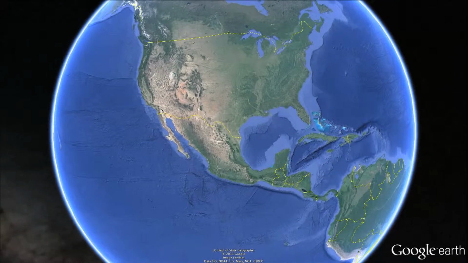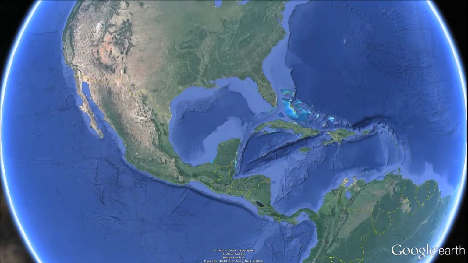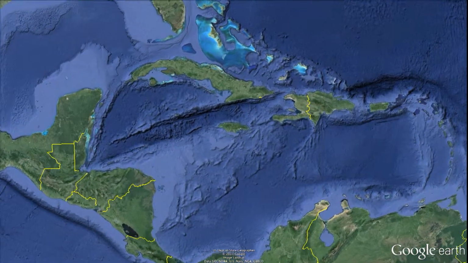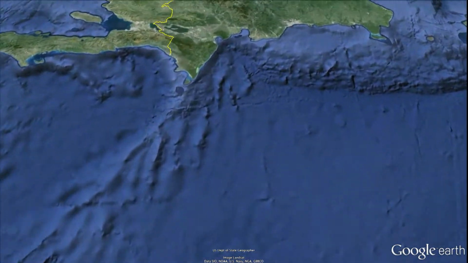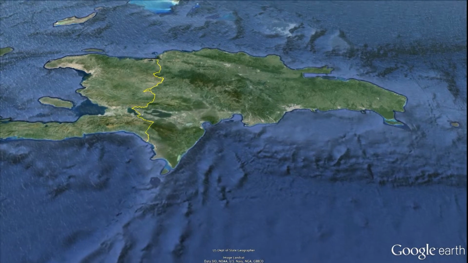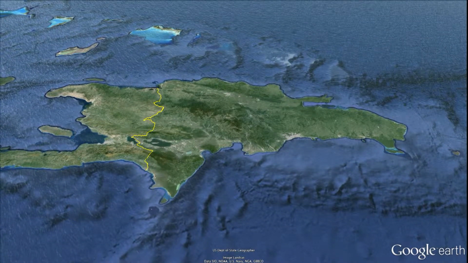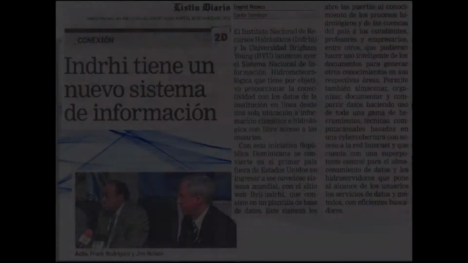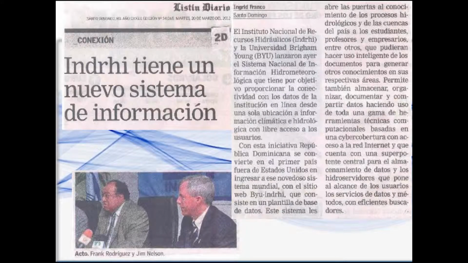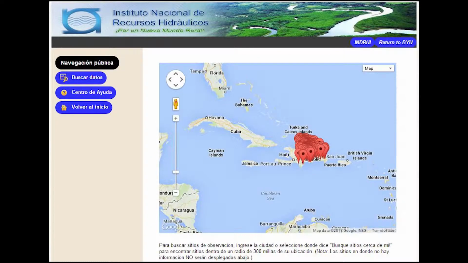INDRHI, the Instituto Nacional de Recursos Hidráulicos, in the Dominican Republic, has been a leader in the region, developing a hydroinformatics program and policy that allows for easy public dissemination of historical water information. In March of 2012, their director, Frank Rodriguez, officially announced the Hydro Server portal developed by a cooperative effort between BYU and INDRHI. For the past 2 years, much of the historical data available for the Dominican Republic has been available in a hydro server.